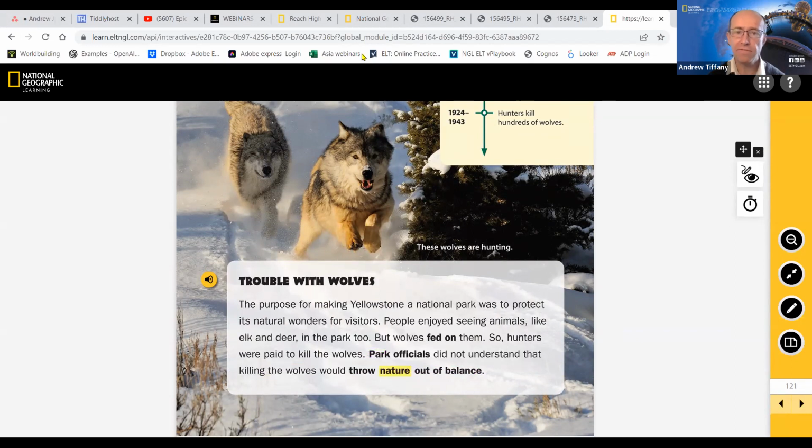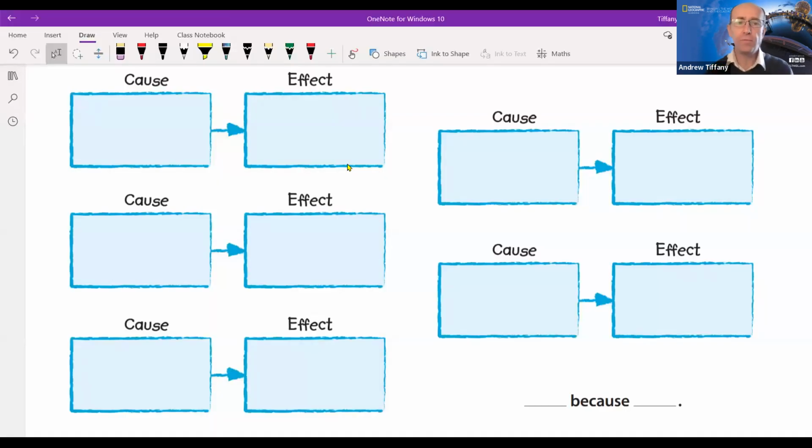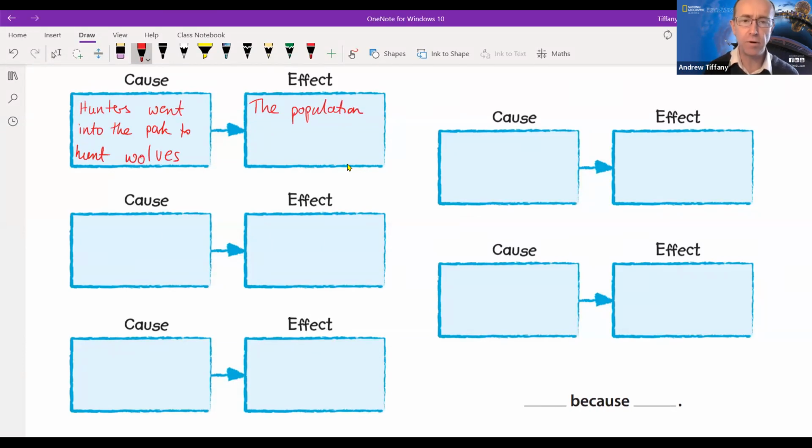So let's see. From this one, can we do a cause and effect? So if I said, let's say, hunters went into the park to hunt wolves. And what's the effect of that? There could be many effects, but what's an effect of hunters going in and hunting the wolves? What happens? What's an effect? Yeah, so the population, that's a good word. If the students just say something like number or the amount, that's totally fine as well. The population of wolves.